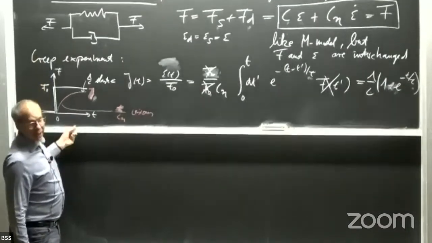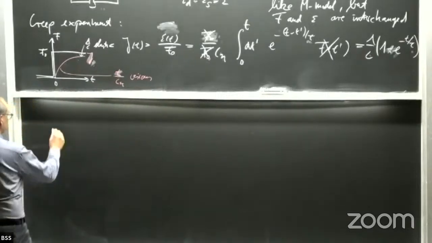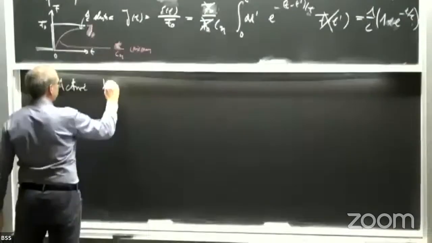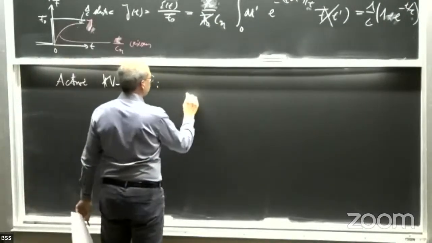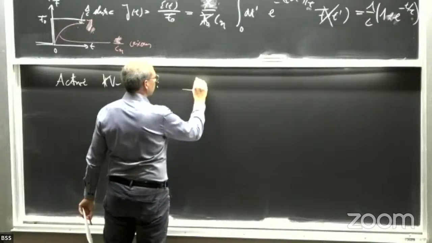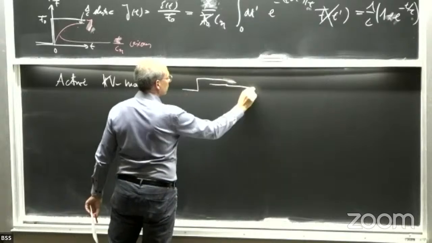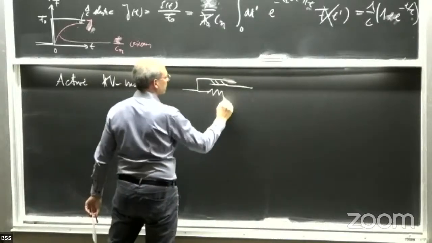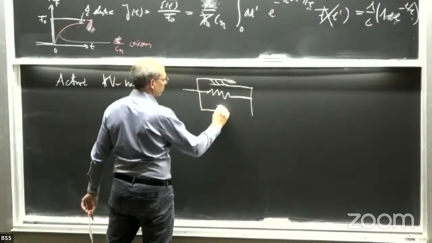Okay, and then as in the Maxwell model, you can also talk about the active cell mechanics or active Kelvin-Voigt model. And this basically means that I now have 3 elements in parallel. So first of all, I have my myosin motors pulling, then I have the spring, and then I have the dashpot.